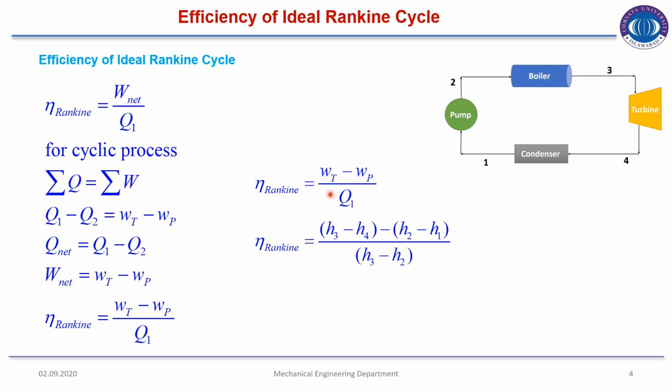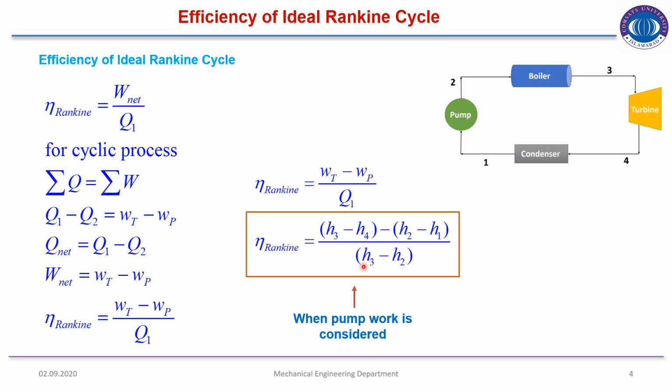So in terms of enthalpy values for these processes, the turbine work is H3 minus H4, pump work is H2 minus H1, and Q1, that is heat supplied in the boiler, is H3 minus H2. So that is the efficiency when the pump work is considered.